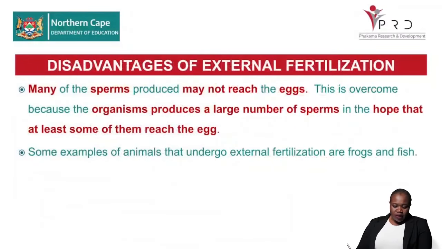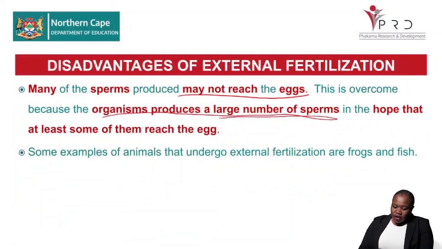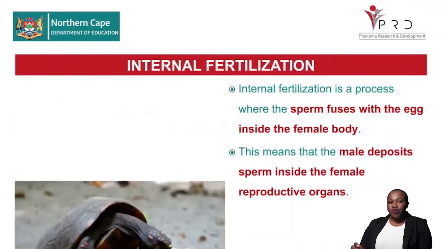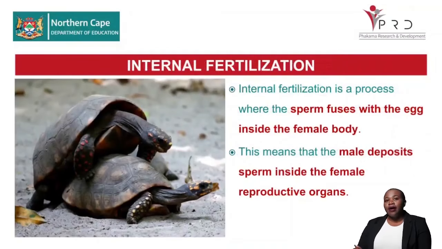Okay, so many sperms that are produced may not reach the eggs, right? So how is this overcome? It needs to be overcome. Therefore, they produce a large number of sperms, so that at least some of the sperm cells will reach the egg cell, should some of them be washed away by winds, be destroyed by predators, or be washed away by the water, right? Some of the examples that we have here can be frogs as well as fish. So those are some of the organisms that display external fertilization.